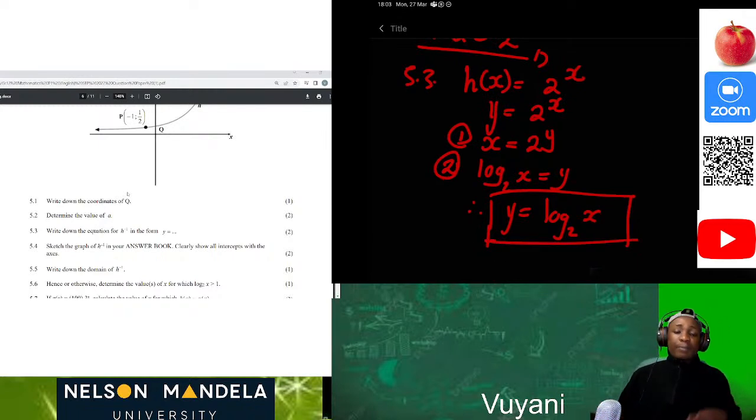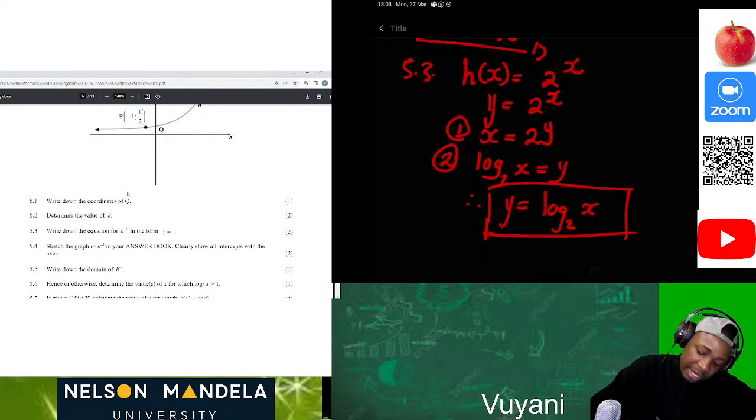This is easy. First step, you swap. Second step, you solve for y. Just like that, you are happy. Now, sketch the graphs in your answer book. Let's sketch them, guys.